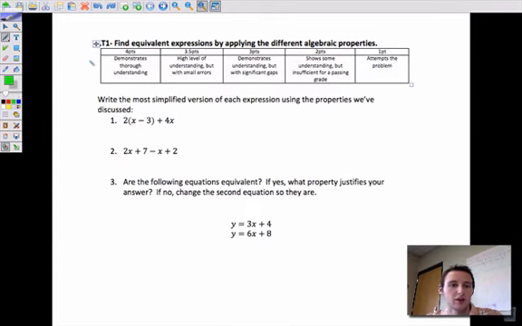Alright, here is your retake video for learning target 1. Find equivalent expressions by applying the different algebraic properties. So here are the problems that you had on your test related to this learning target. If you look at number 1, here we have the distributive property.